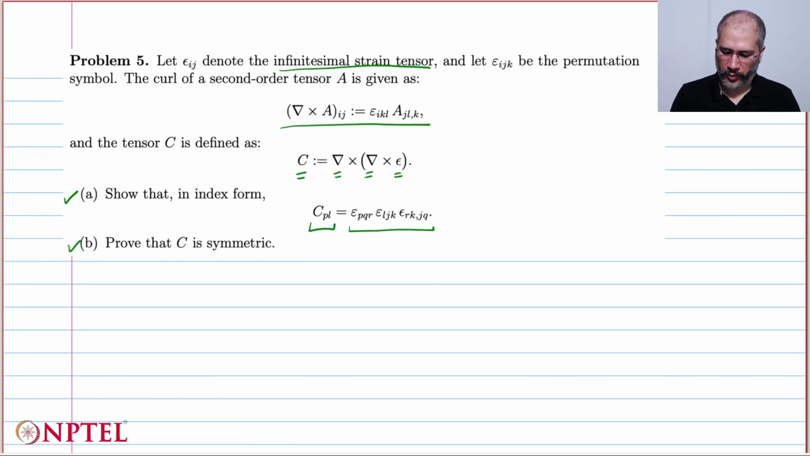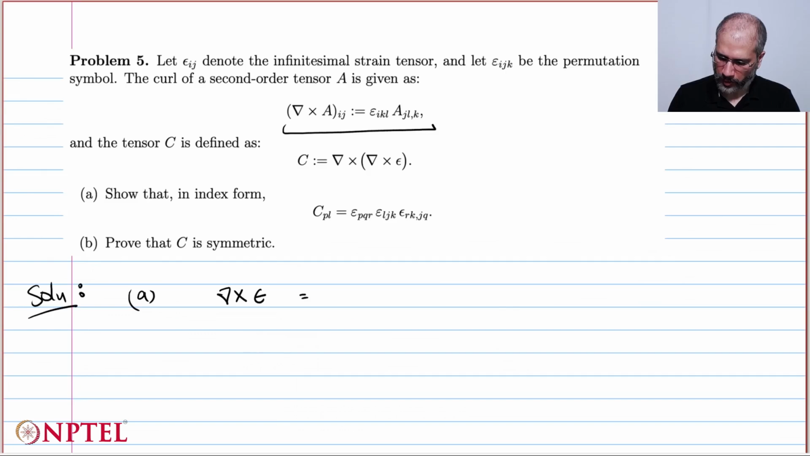And in part B, we have to show that C is symmetric, because from this symmetric property of C, we had shown that there were 6 equations of compatibility, not 9. So let us solve the problem. We'll call the curl of epsilon as S, and this quantity C is now the curl of S. So the PL component is the curl of S, PL component, and this turns out to be epsilon PQR, and then S, LR, comma Q.